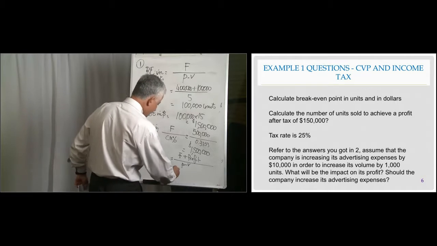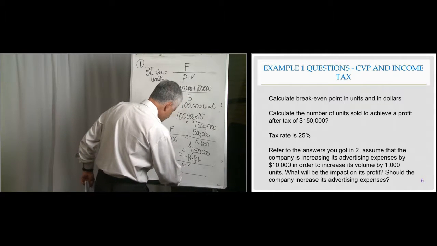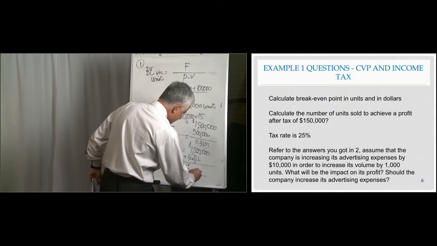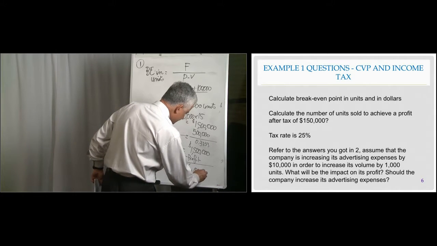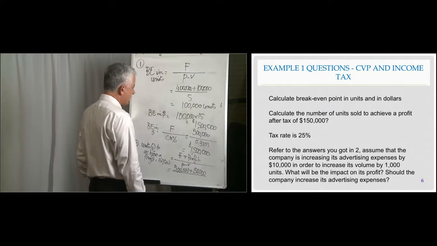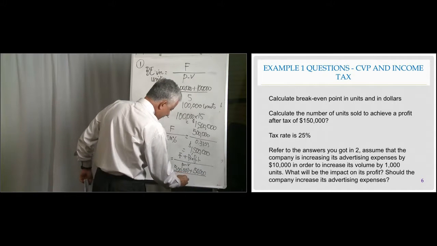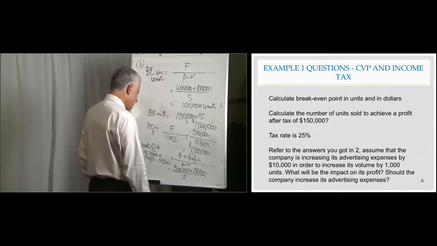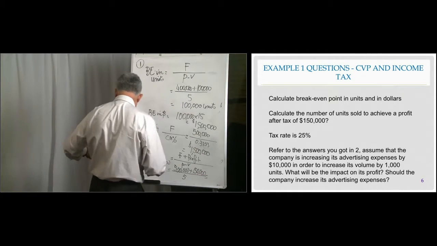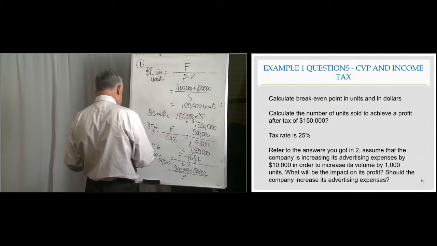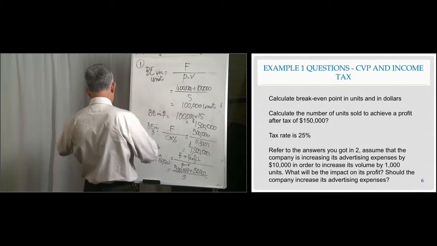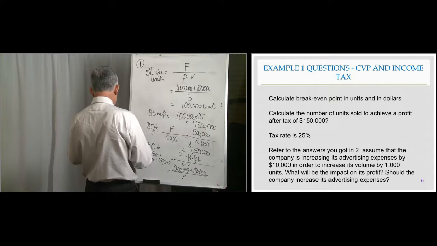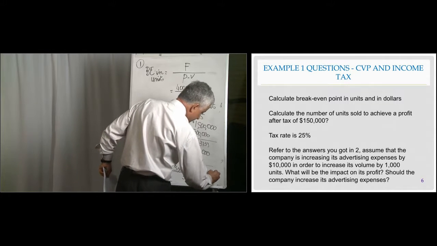So F is still $500,000. The profit is $150,000. That's our desired profit. And divide by P minus V, which is 5, the unit contribution margin, right? Okay, so that will give us the number of units to achieve a desired profit equal to 130,000 units.